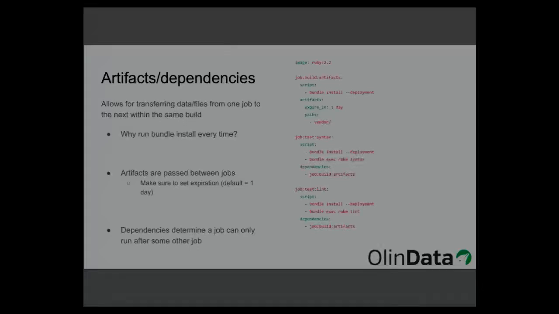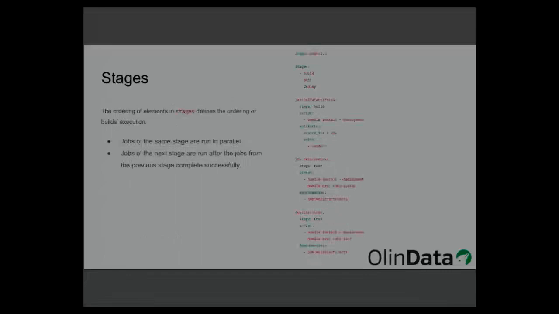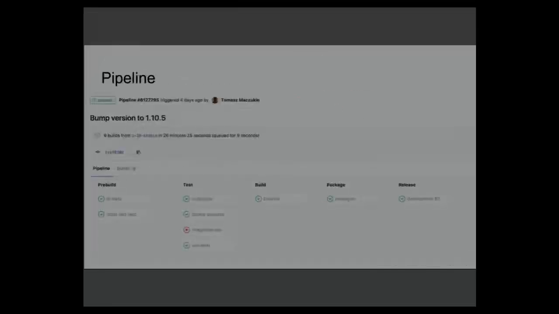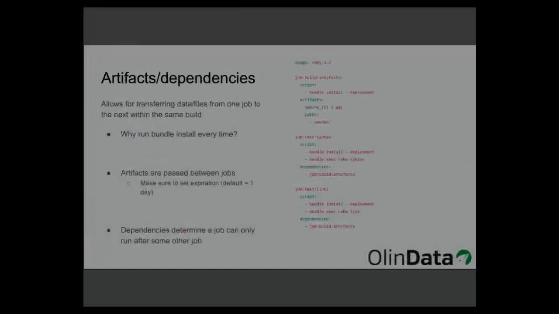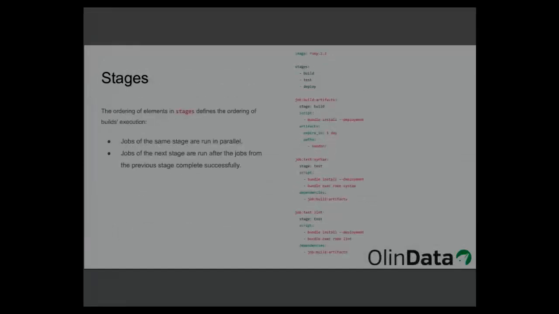So stages allow you to create different stages of a pipeline. It's what you saw here. These are stages: pre-build, test, build, package, release. And we define them like this. These are actually the default stages, but we've mentioned them here for clarity, and you can add as many stages as you want. The stages will be run through in the order that you define them here.